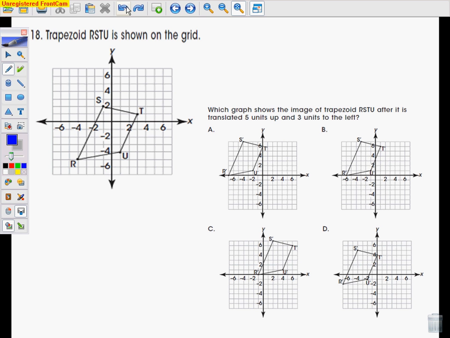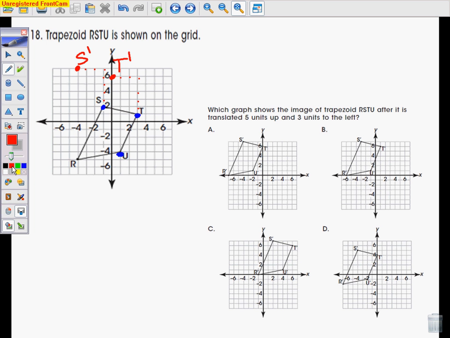Let's start with S. If we took S and moved it 5 up, 1, 2, 3, 4, 5, and 3 to the left, 1, 2, 3, it'd be here. So our new S would be there. We'll call that S prime. Same thing with T. If we started with T and then moved it 5 up, 1, 2, 3, 4, 5, 3 to the left, 1, 2, 3, our new T would be there. That's called T prime.